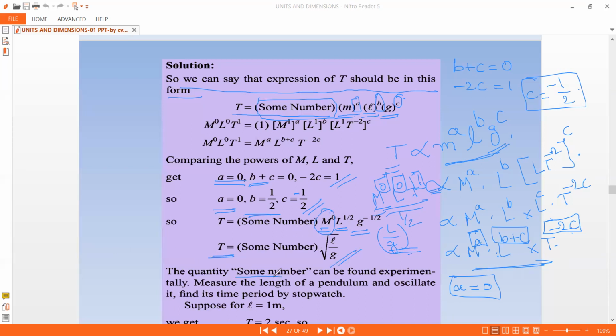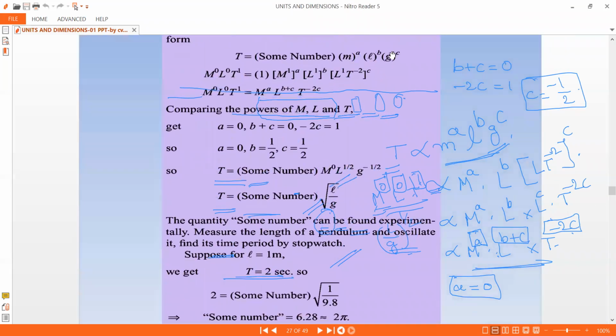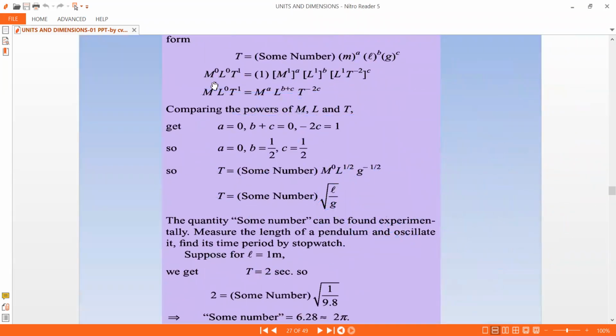The quantity, this number, whatever is there, can be found from an experiment, by means of some experiments. They derived this number to be 2 pi, and measured the length of the pendulum experimentally. That number, the proportionality constant, can be found by experiment.